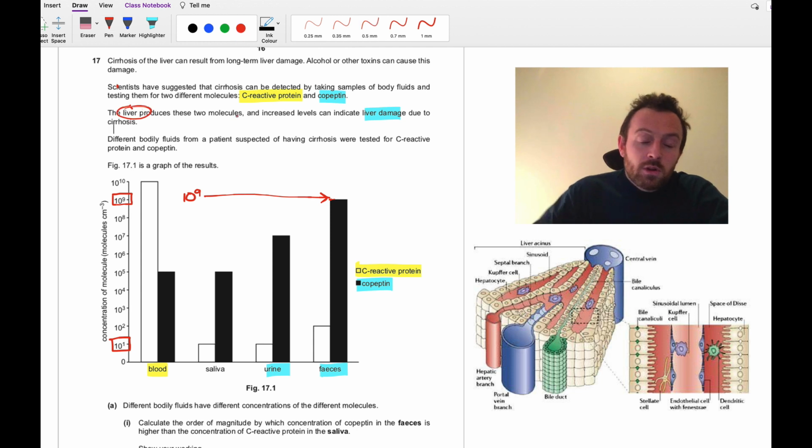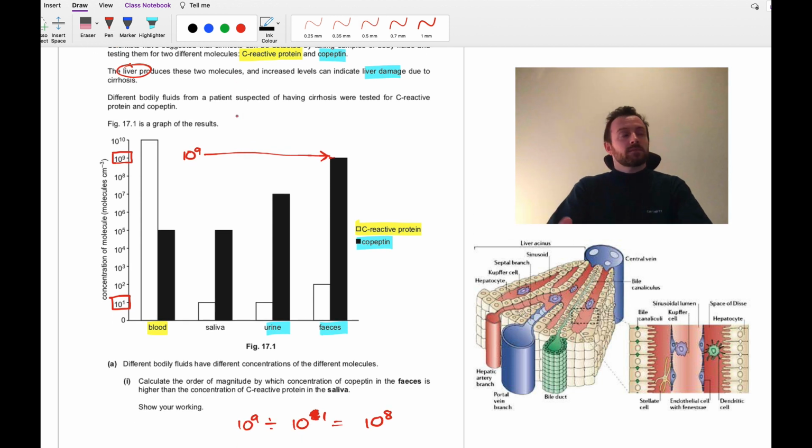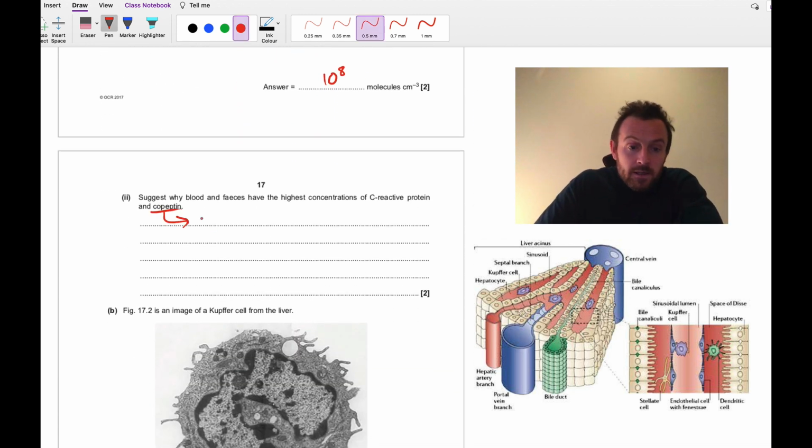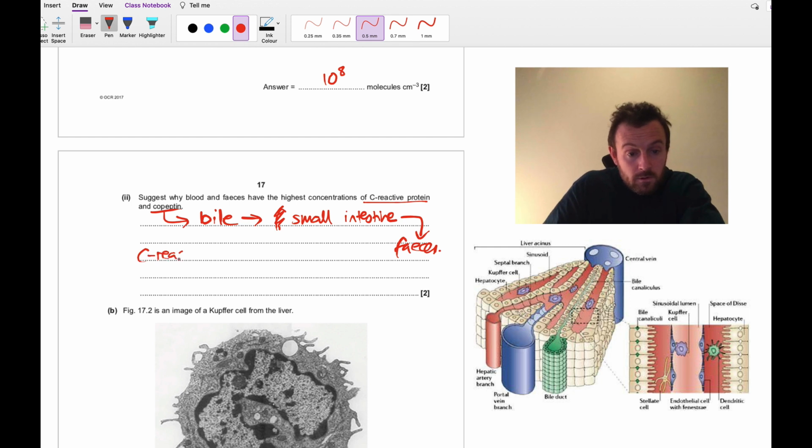The liver produces these two molecules. So the liver has kind of two routes out of it. It can produce something to be released into the blood, or it can produce something that can travel into the bile and into the feces. So I think the copeptin is going to be in the bile, which is going to travel into the small intestine and into the feces, whereas the C-reactive protein is released into the blood. Back into the sinusoids, let's say, and into the blood.